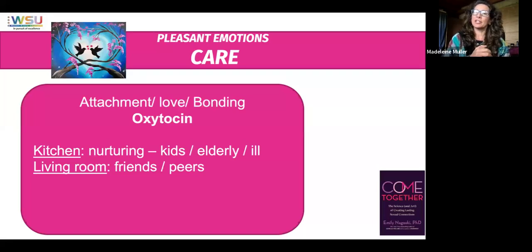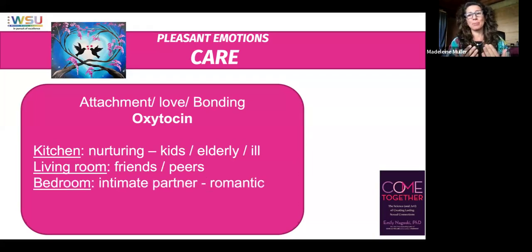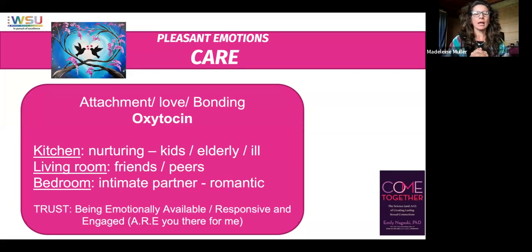And then there's the living room. That's when we are in a scenario of care with friends or with peers, with colleagues. And then, of course, is the bedroom, which is the kind of care we feel with an intimate partner. Oxytocin has a very particular physical attraction picture, which we will cover in a different section when we talk about intimate partners and relationships. I do want to share Emily Nagoski's beautiful description of what she calls trust in a relationship.